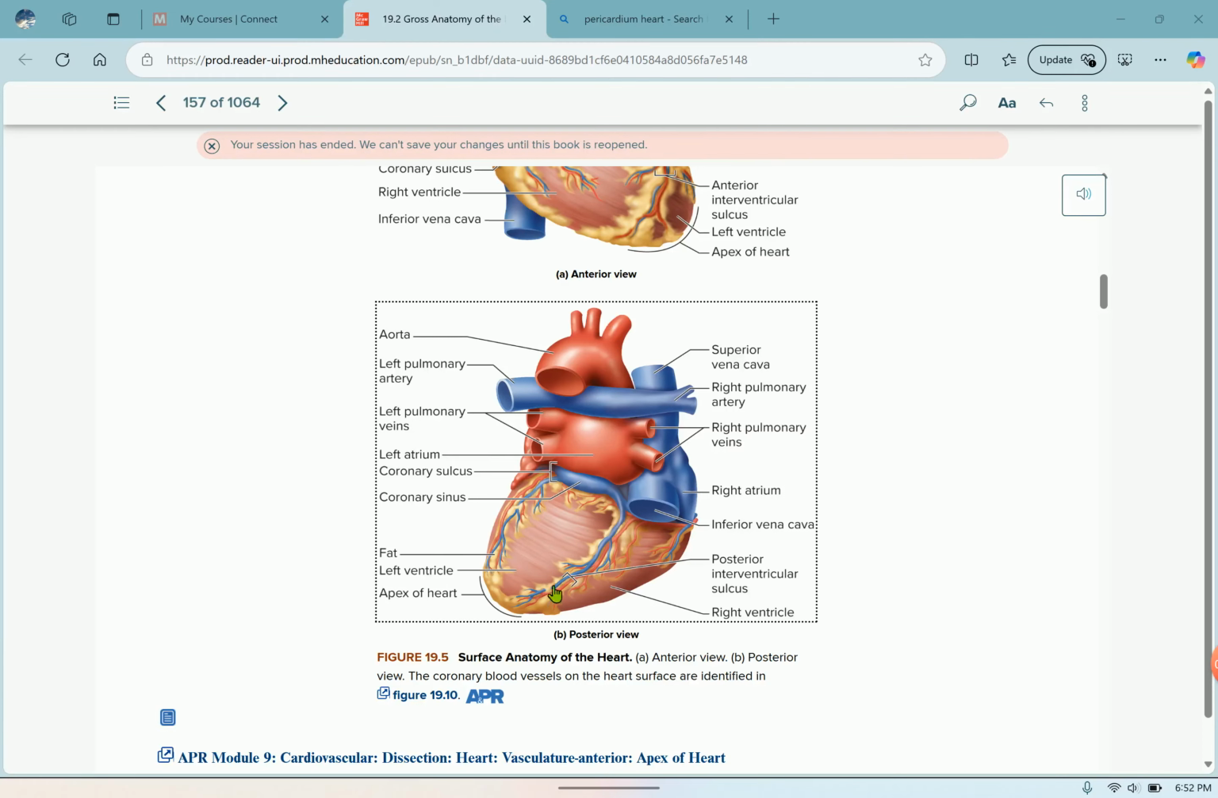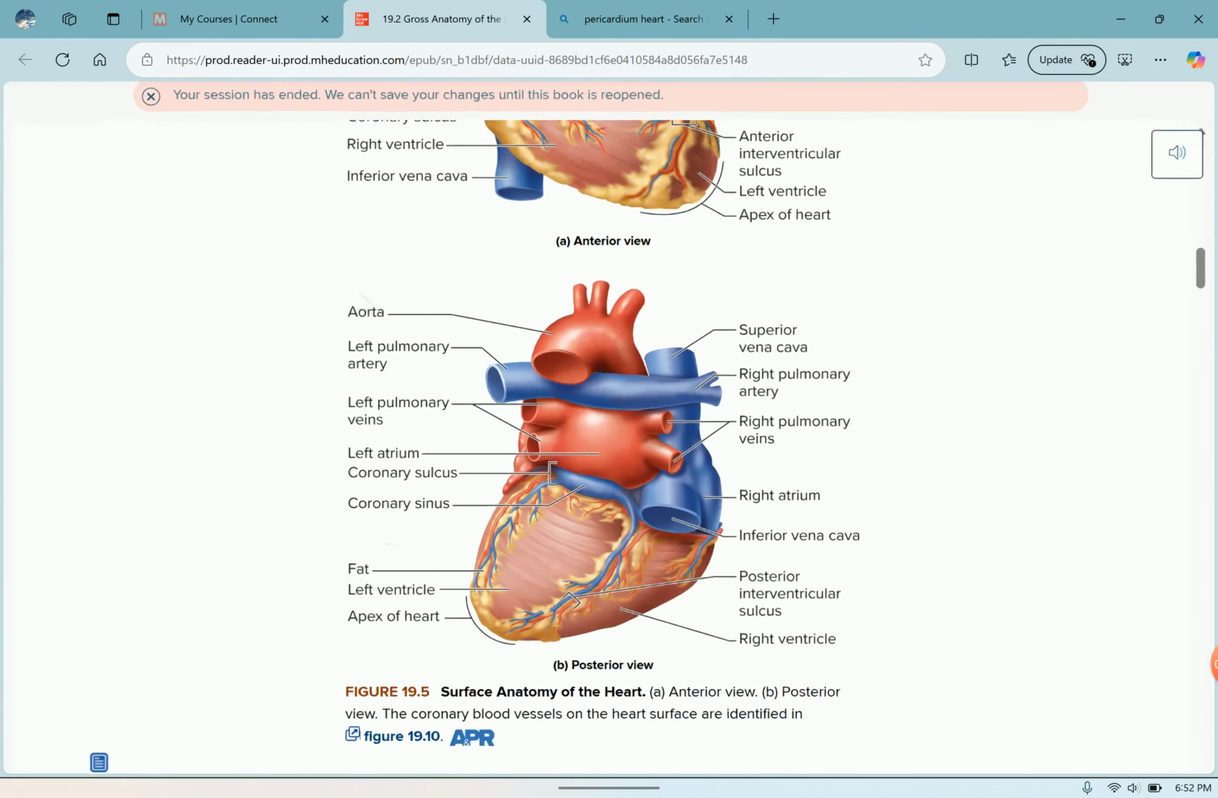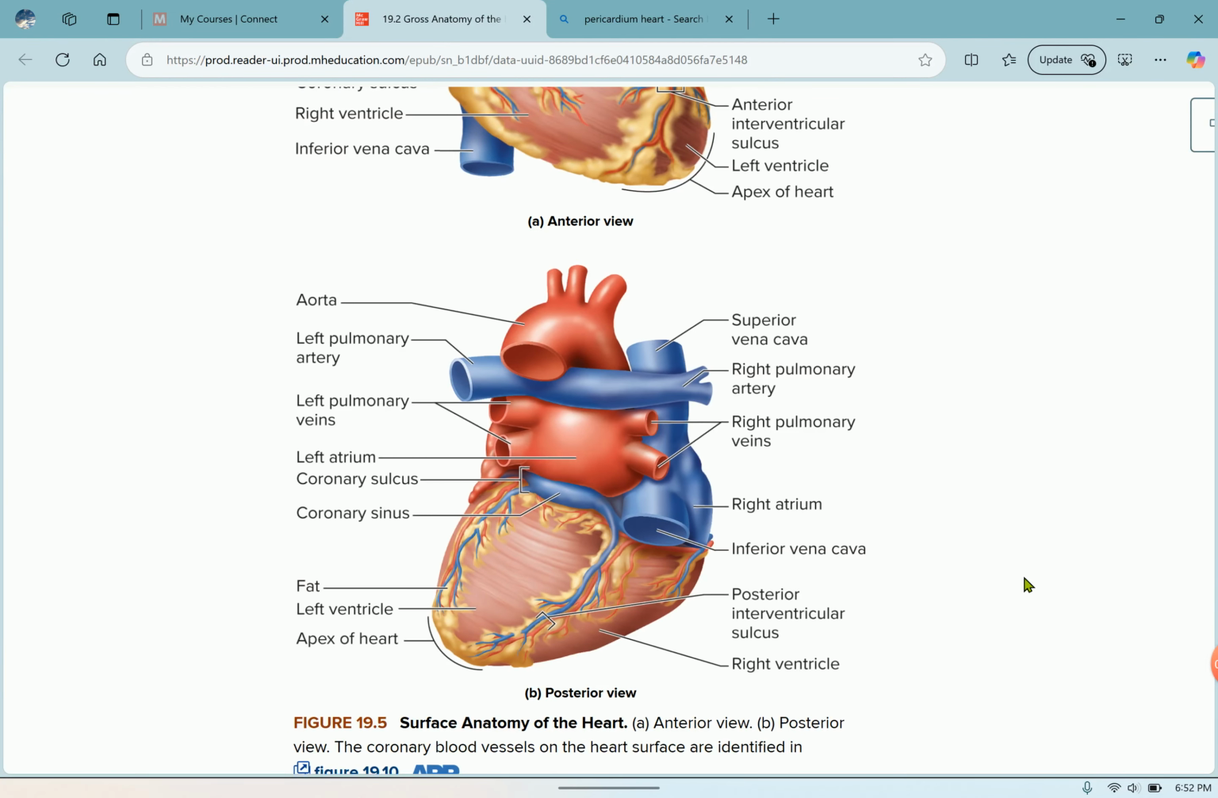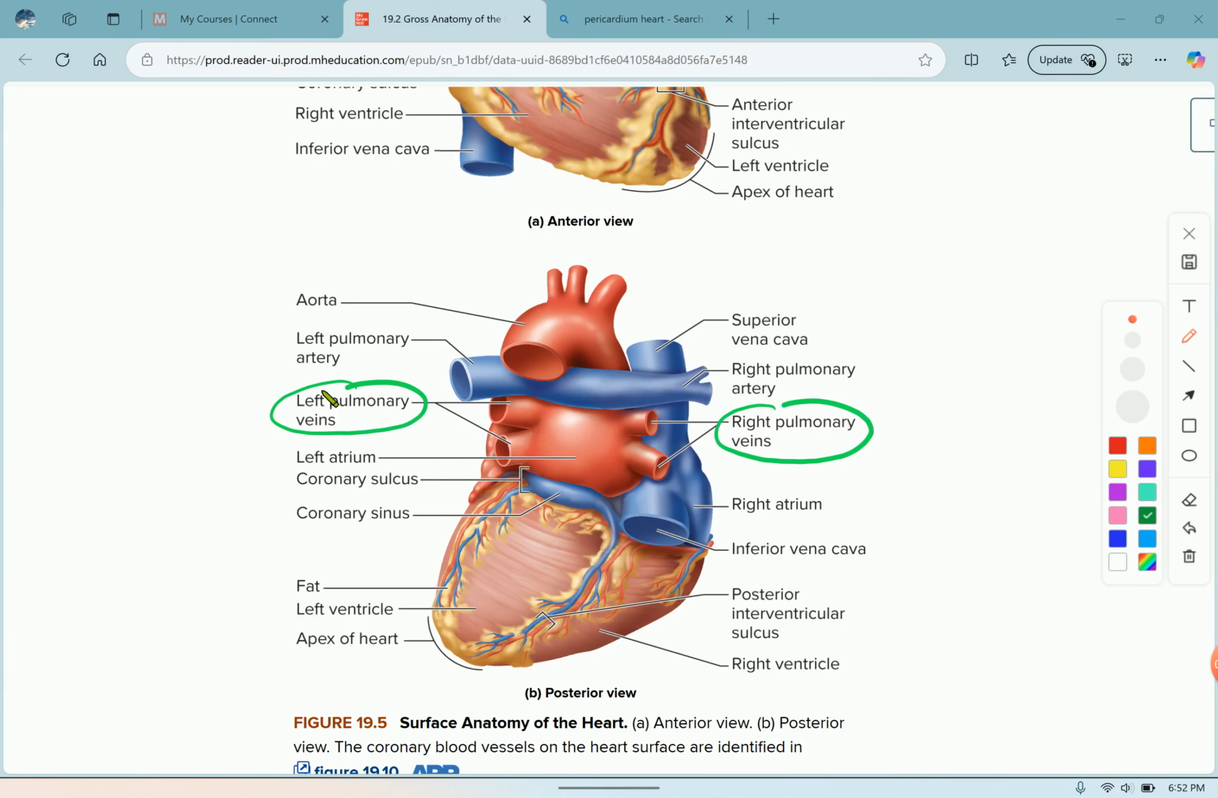Okay, here's a posterior view of the heart. This gives you an idea of what the right and left pulmonary veins will look like from a posterior view. And then here's what the left and right pulmonary arteries look like on the posterior view.